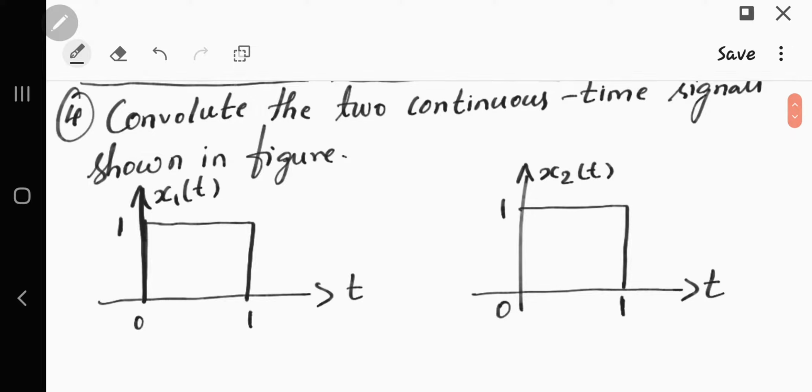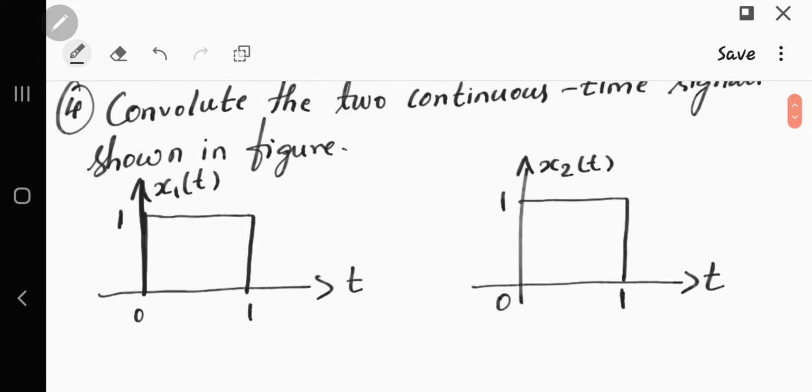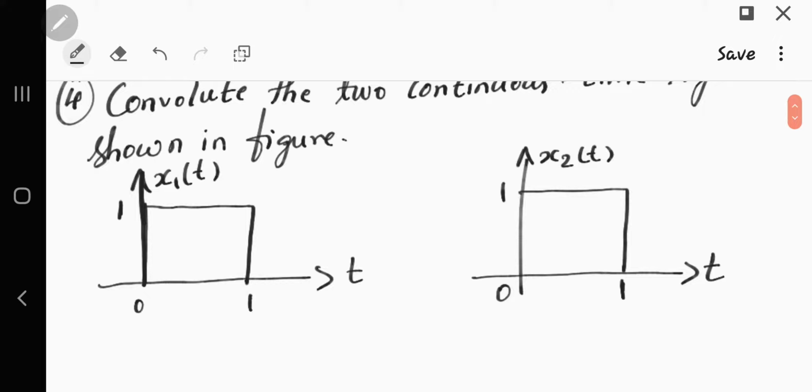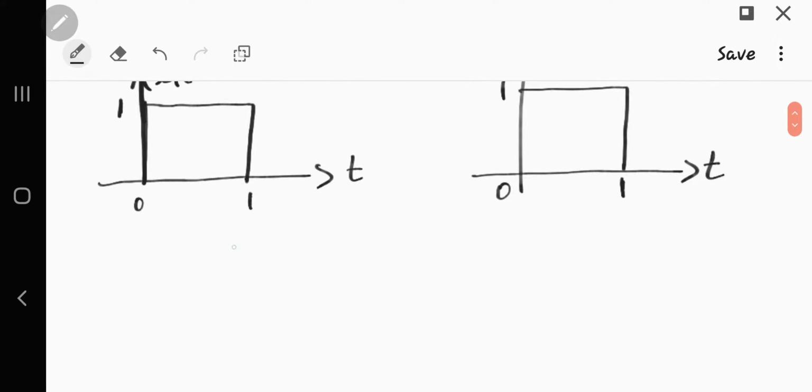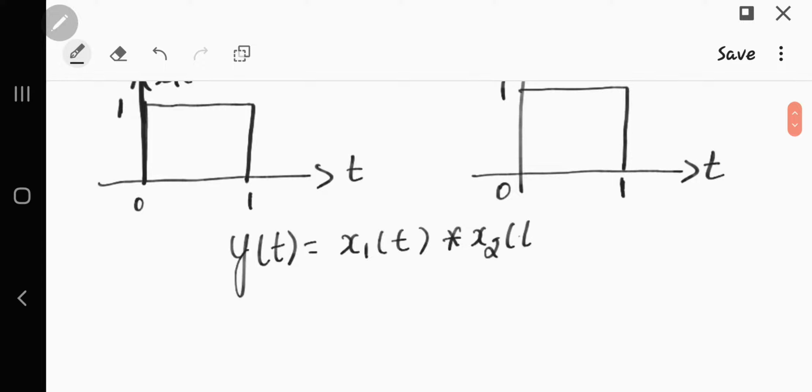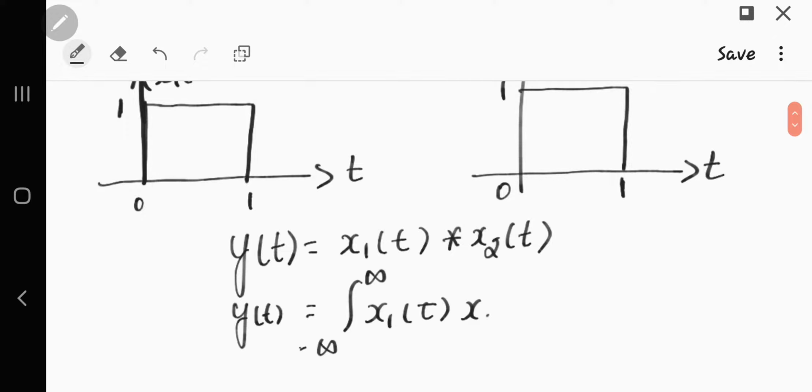Now for this case, it's up to you. Either you can go with x1 of t convolved with x2 of t, or you can go with x2 of t convolved with x1 of t. That doesn't make any difference. So y of t is equal to x1 of t convolved with x2 of t. Based on this, we'll get y of t is equal to the integral over tau from minus infinity to plus infinity of x1 of tau, x2 of t minus tau d tau. Call this equation 1.